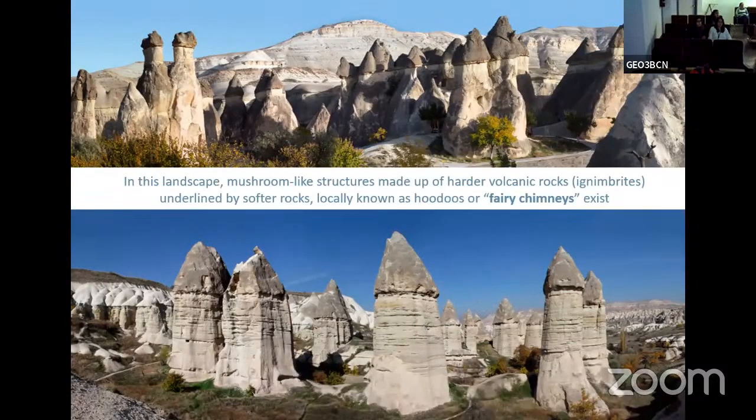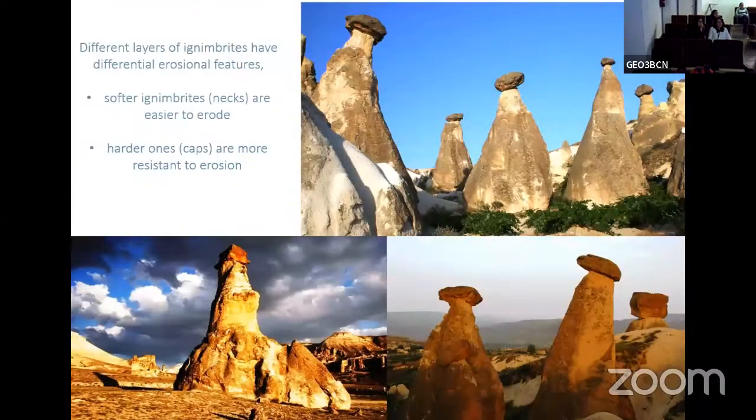So, beautiful valleys with fairy chimneys, different styles of fairy chimneys. And you can tell from here, this one is different than this one. And in between you have another layer. And they erode differentially. There you go.